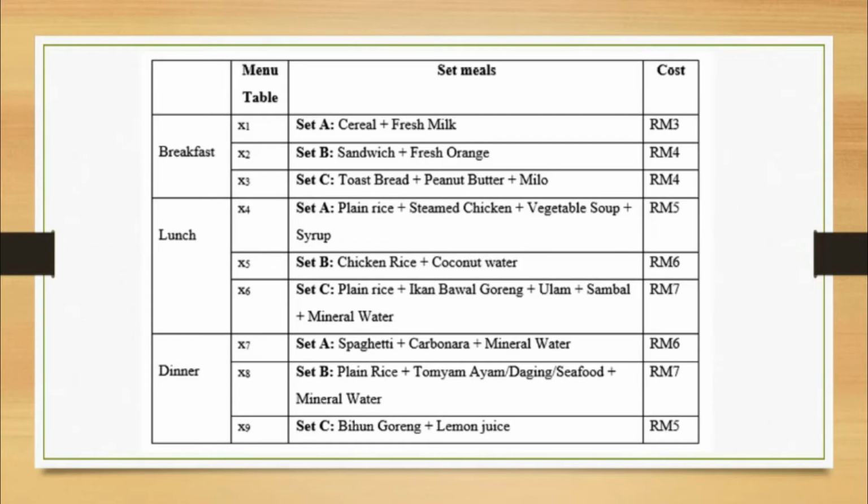Since the data collected is based on the menu provided by the college cafeteria, the LP model will be set up based on the price of the food determined by them. The following are the sets of meals suggested for the students.